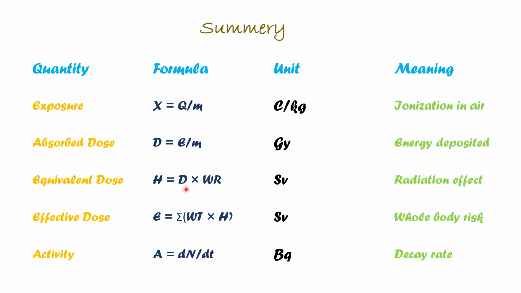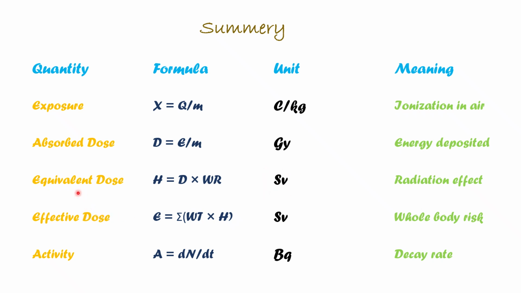Another quantity is equivalent dose. It considers absorbed dose with radiation weighting factor. So its meaning is radiation effect. H equals D times W_R. D means absorbed dose, W_R means radiation weighting factor. Here we see the unit is changed. The unit is Sievert.